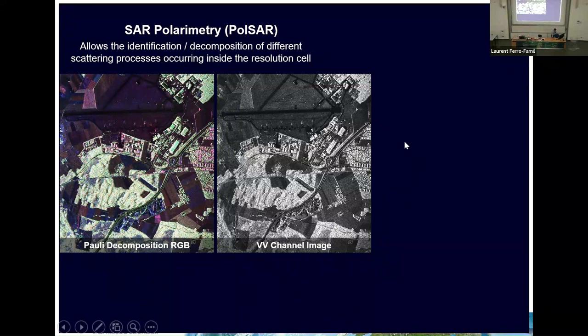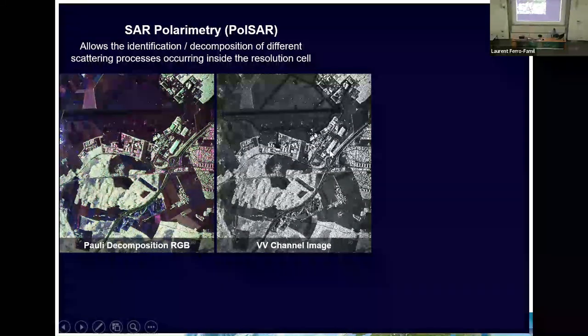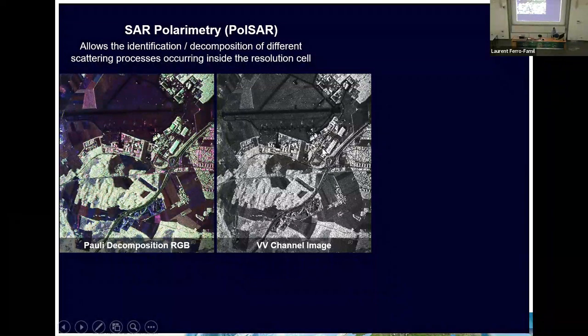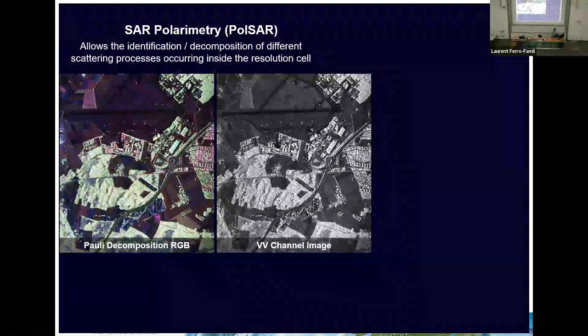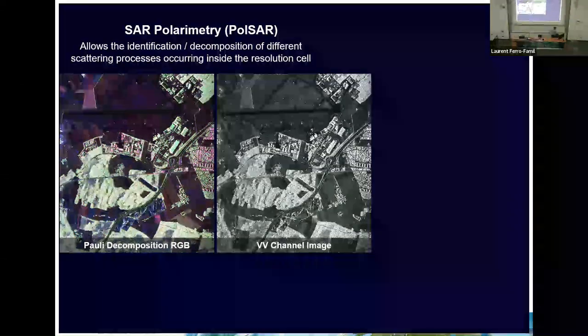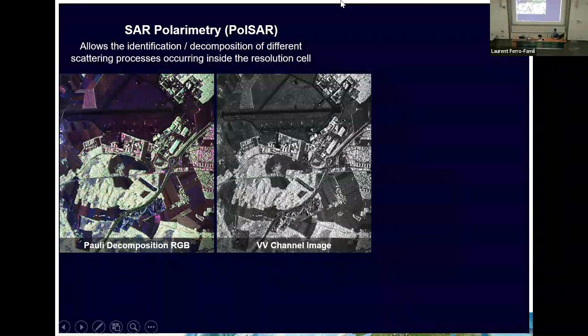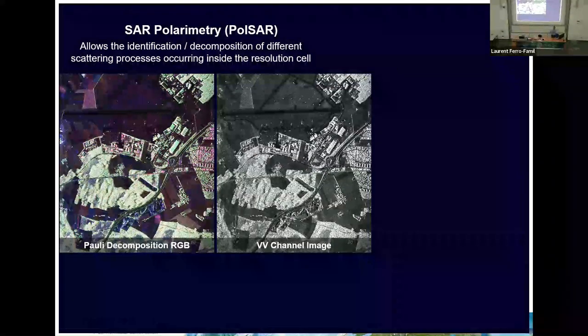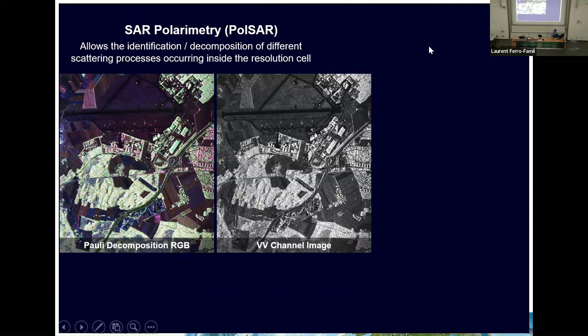So here you are at the resolution cell level. You separate among different resolution cells in range and in azimuth. Here you fix the resolution cell and you separate the scattering mechanisms. This is one possibility. So you just need one acquisition and two or four polarimetric channels.